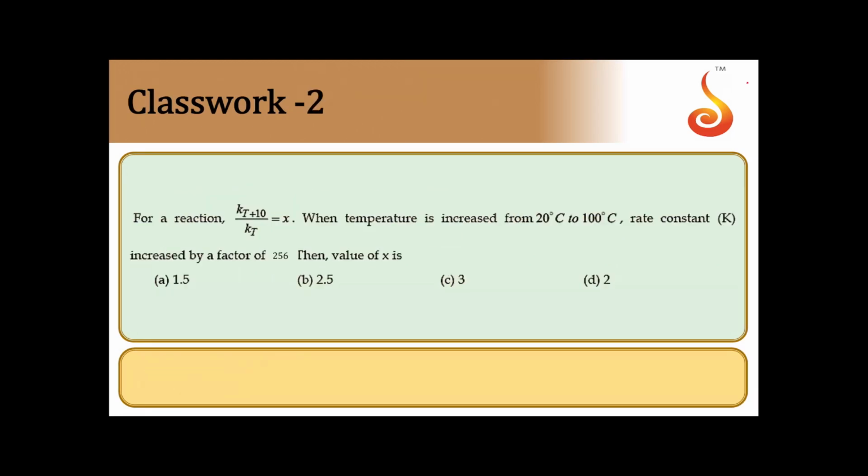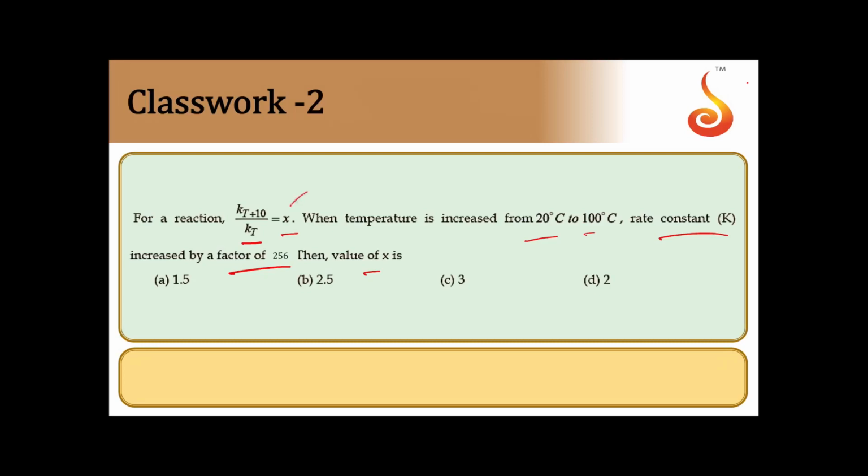Second one. For a reaction, K(t+10) by K(t) is X. When temperature is increased from 20 to 100 degrees Celsius, the rate constant K is increased by a factor of 256. Then what is the value of X? The problem is related to temperature coefficient. So for every 10 degrees rise, rate is increasing by X times.